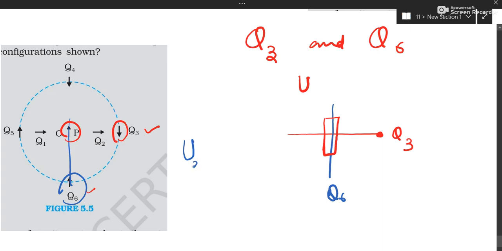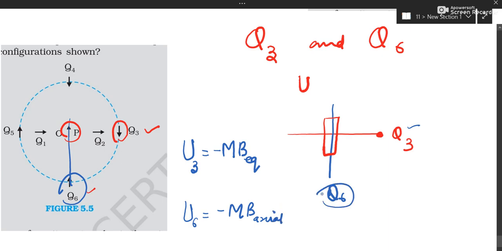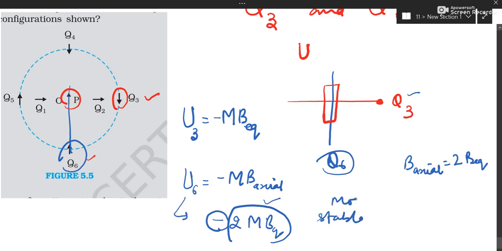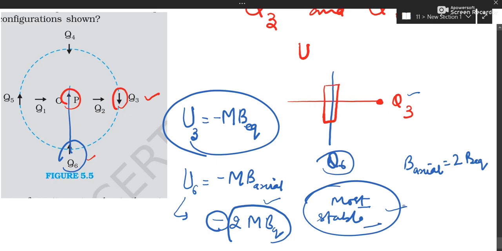So the energy of Q3 will be minus M times B equatorial. And for Q6, the energy is minus M B axial, because it is lying on the axial line. And moreover, we know that B axial is double of B equatorial. So you substitute here, it is minus 2 M B equatorial. So it is more minimum, meaning it is least, so it is most stable out of all 6. It is showing the most stable equilibrium.